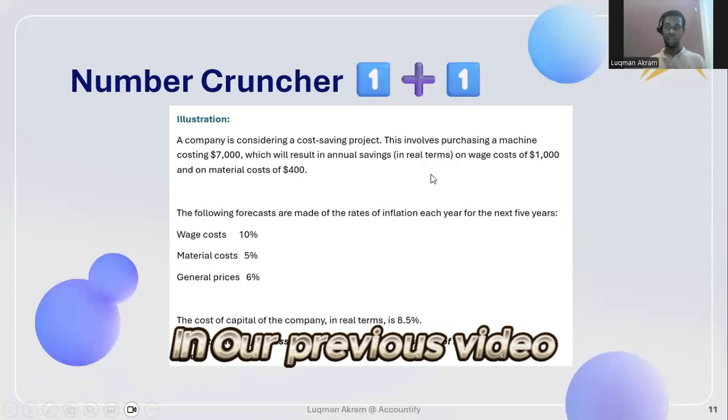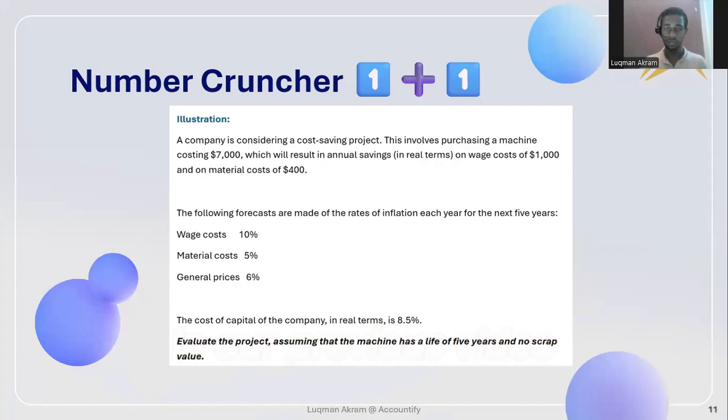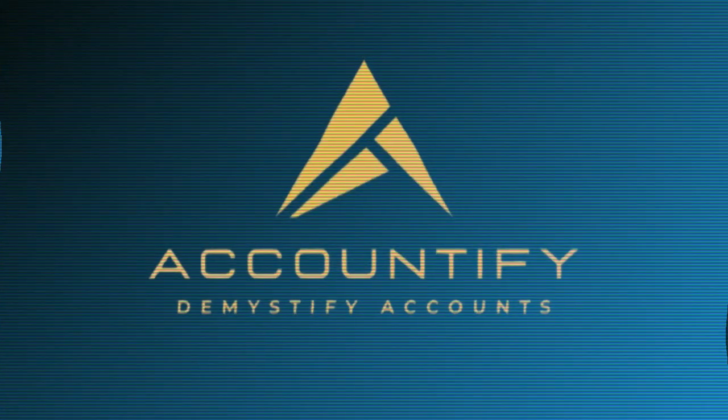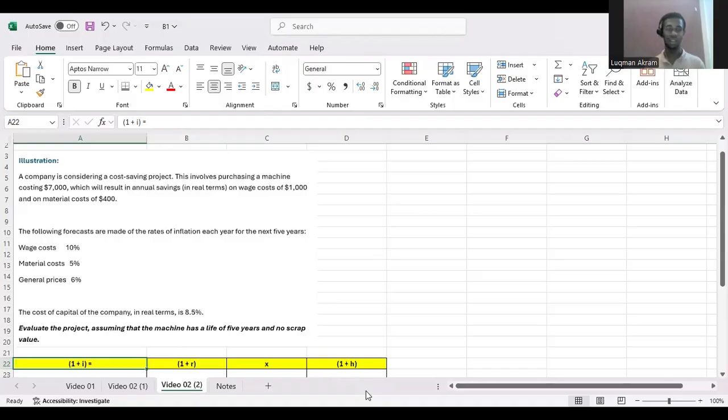So read the illustration and give this question a go by yourself. This is a big one. Pause the video. I'll walk and talk you through after you're done. Let's go through the illustration.